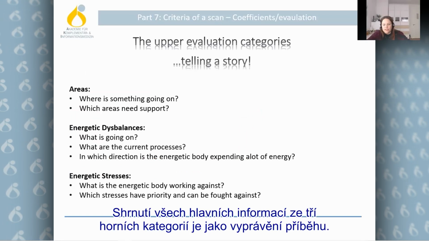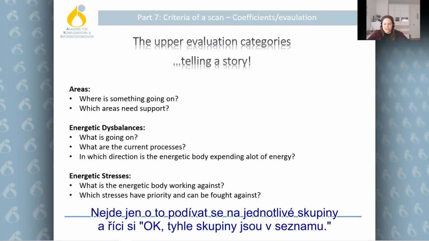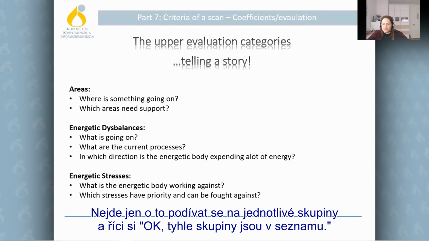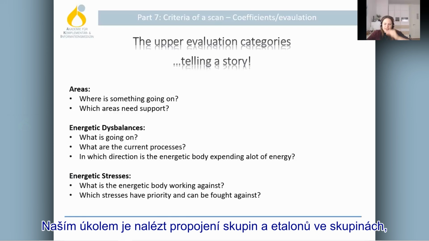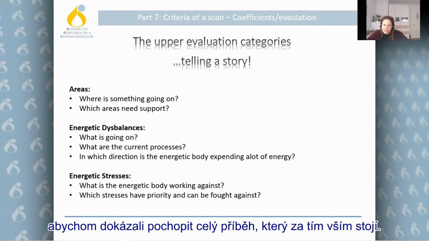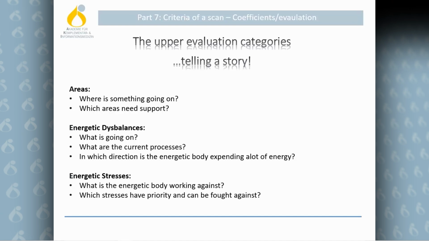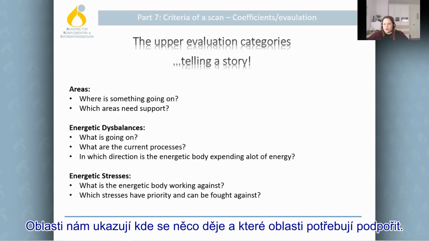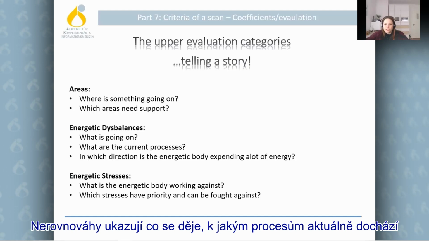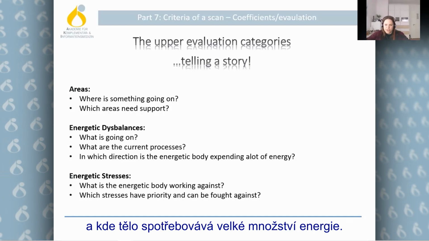So yeah, to bring all this information together is like telling the story. It's not only looking at the single groups to say, okay, these groups I have listed. Our work is to connect these groups and the echelons inside the groups to be able to tell the story behind the scan. So the areas show where something is going on and which area needs support. The disbalances show what is going on, what the current processes are, and where the body is expending a lot of energy.